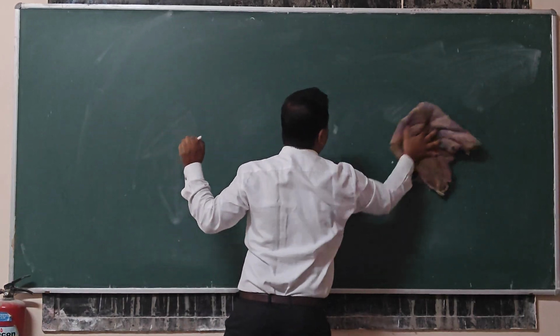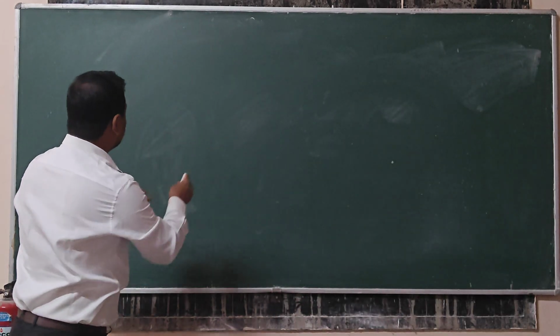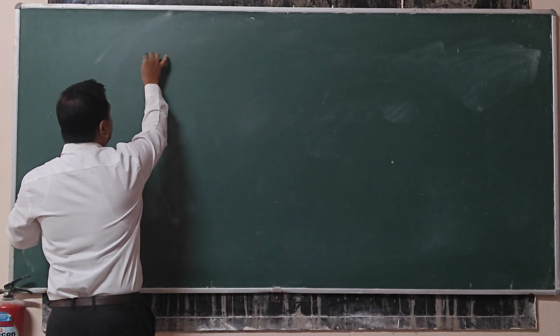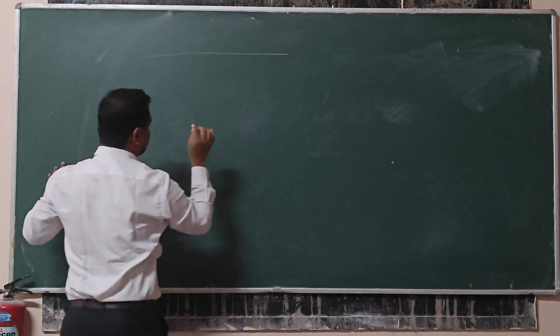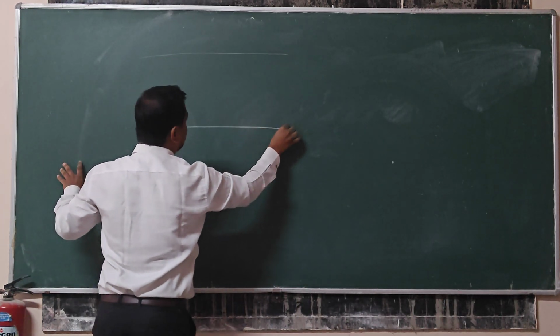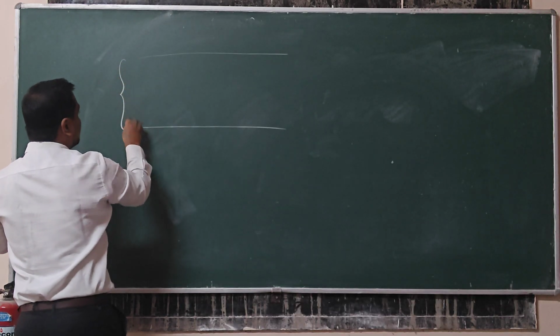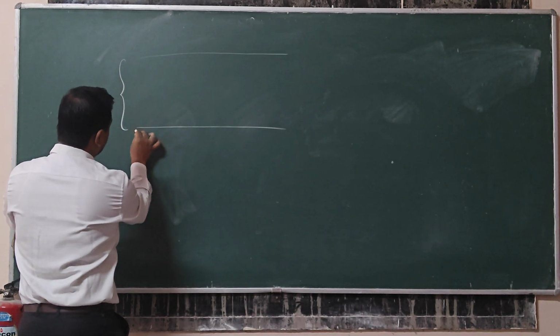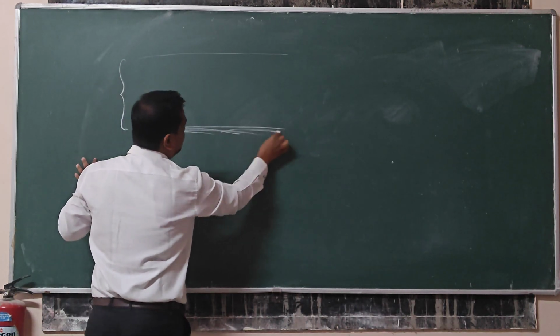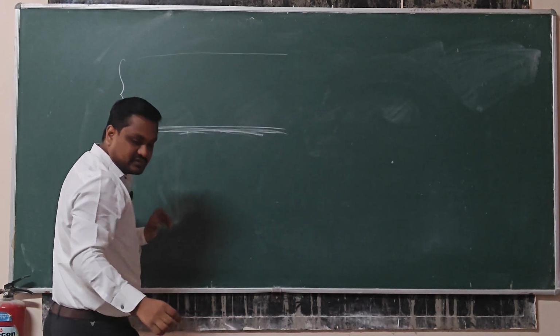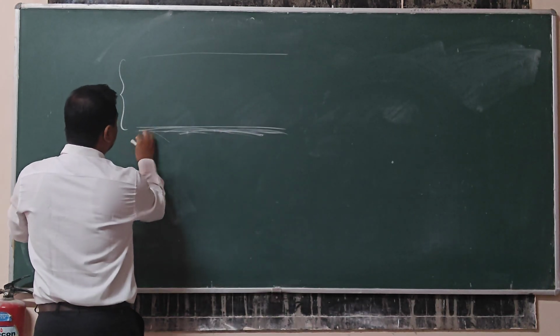Now, as I have discussed also, this is your soil surface. This is the soil profile. I have discussed there are three zones, and we say this is your groundwater zone.